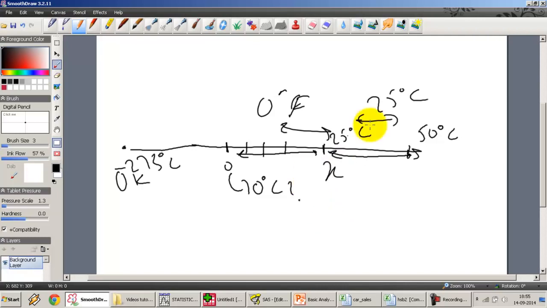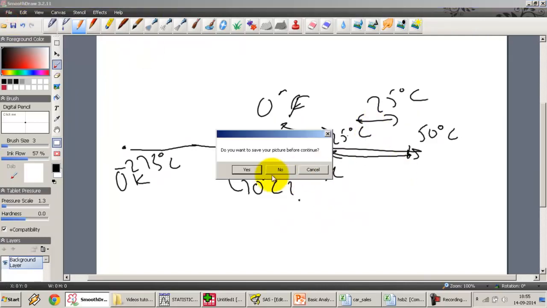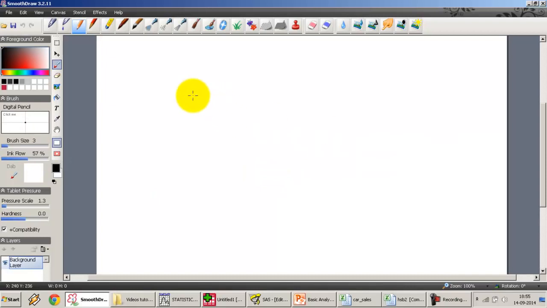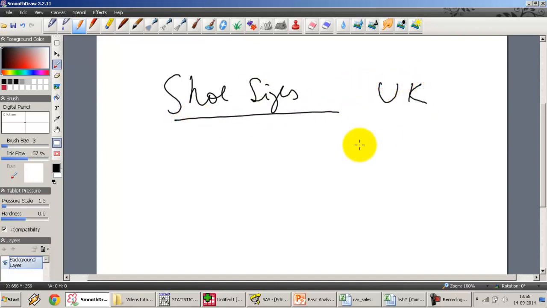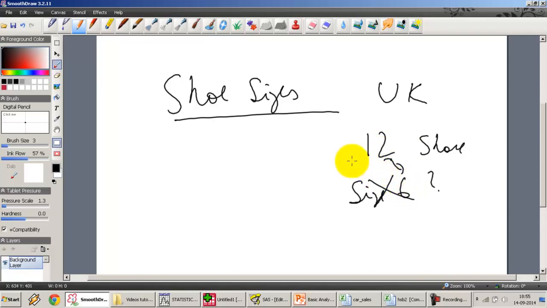Another example which I want to talk about for the interval scale is very simple: shoe sizes. Let's talk about UK shoe sizes. For example, I'm a UK size 12, right? Does that mean a size 6 is exactly half of 12? Is it? It's most certainly not. 6 is not half of 12. That means a size 12 shoe does not incorporate two size 6 shoes.